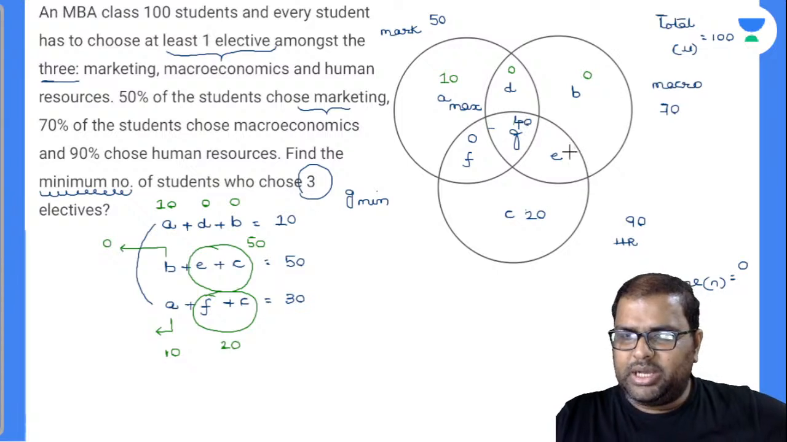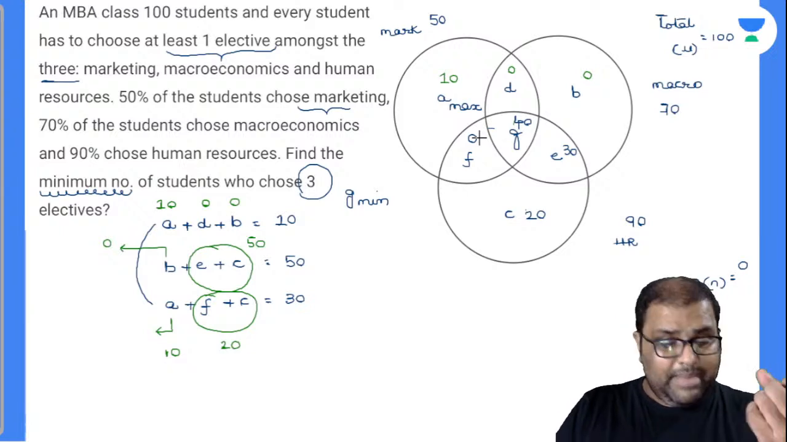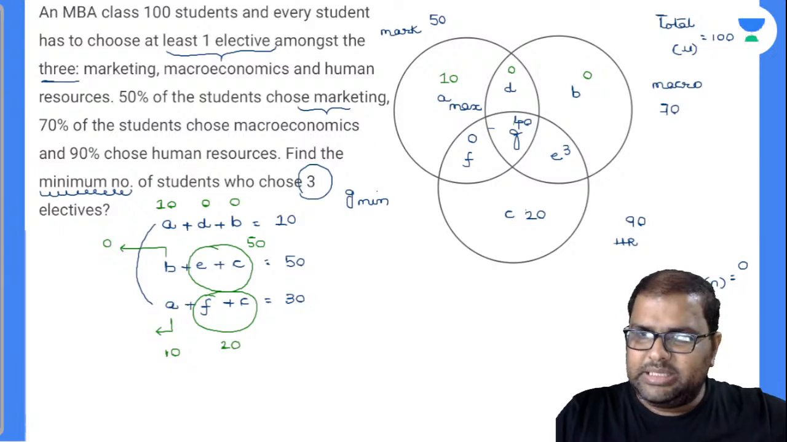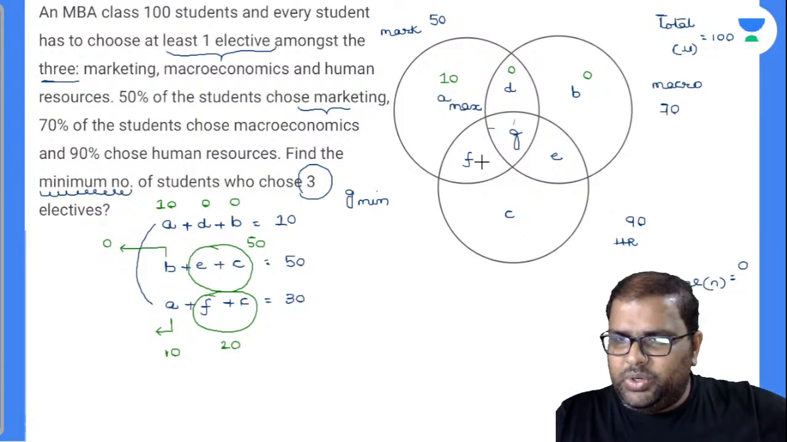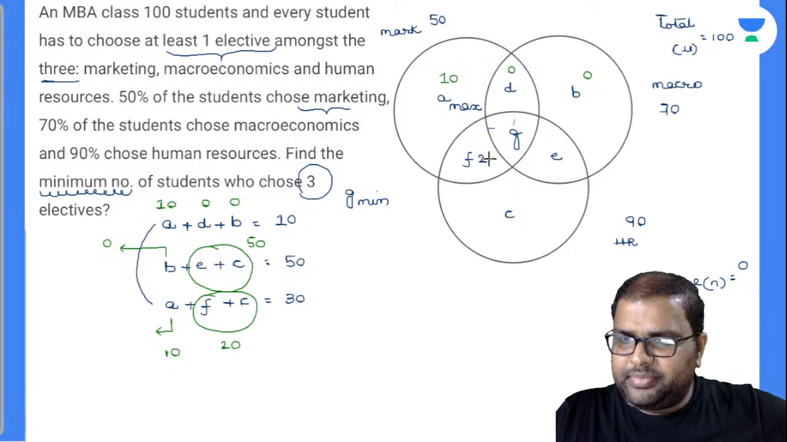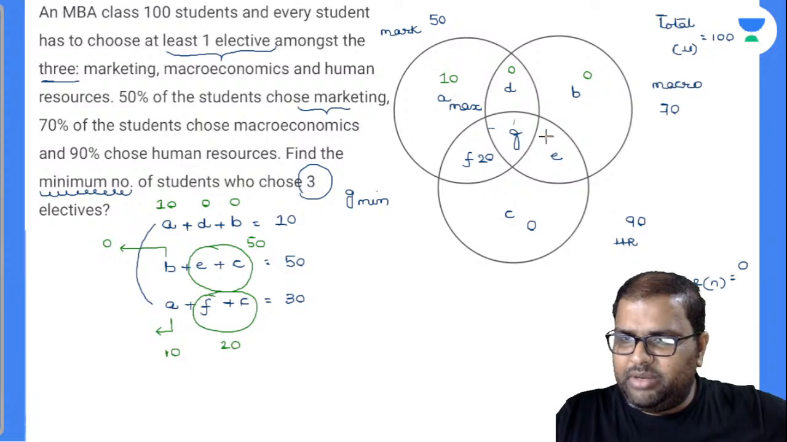And my E value has to be how much? E plus C has to be 30. Now this G value is 40, right? Can I make this G minimum? Yes, I can make G minimum. Now see here. I want to make my G minimum, so what I will do, I'll write down F 20. If I make my F 20, C value will be 0. If my C value is 0, then my E value will be how much?